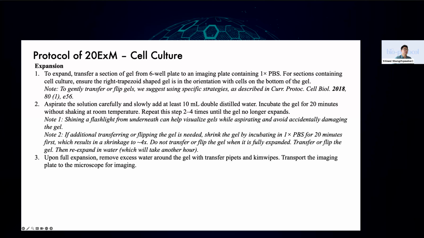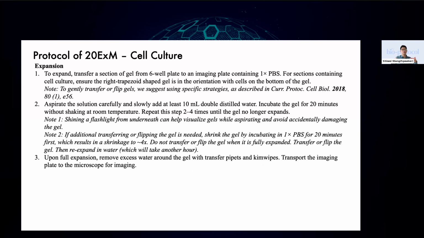That's also feasible. You want to make sure that the right trapezoid shape is correct, so that the cell is facing down. Then you just need to add water and wait for 20 minutes, without shaking, it's not necessary, and repeat this 2 to 4 times or until the gel no longer expands. Then typically we remove water around the gel with transfer pipettes and Kimwipe and transfer it to the microscope for imaging.